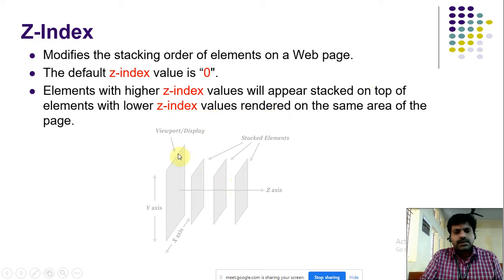So you have to imagine it like this: Z index, Z axis, these are the stacked elements. The element which has the higher Z value will come to the front. That you have to understand.